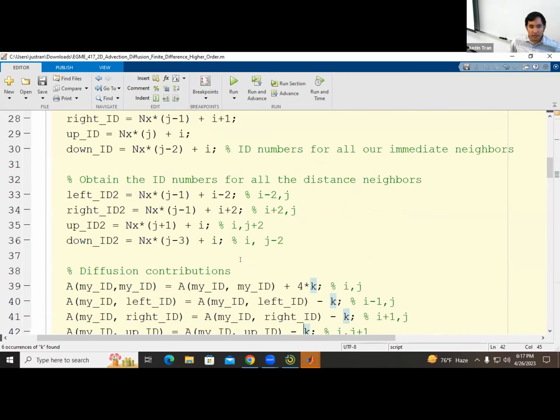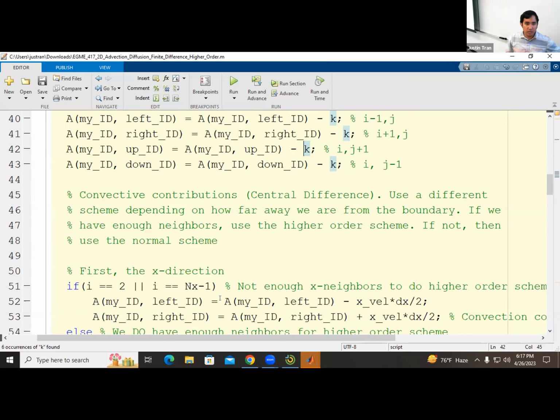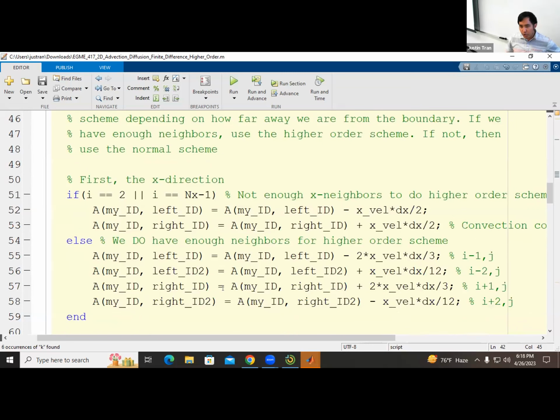We can see here I've done the x and the y direction separately. We're going to check in the x direction whether we have enough neighbors, and then check in the y direction whether we have enough neighbors as well. For the x direction, what we are basically checking for here is if we are on that inner ring. If we're on that inner ring, that's going to be when i is equal to 2, or if i is equal to nx minus 1.